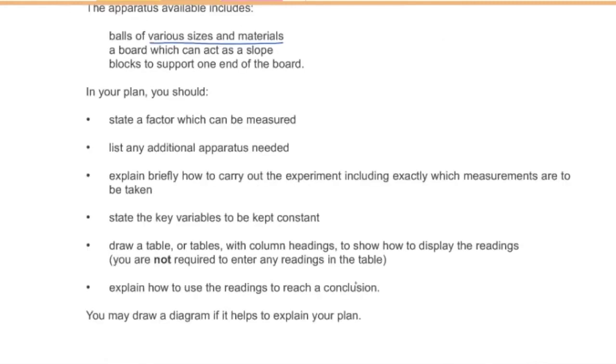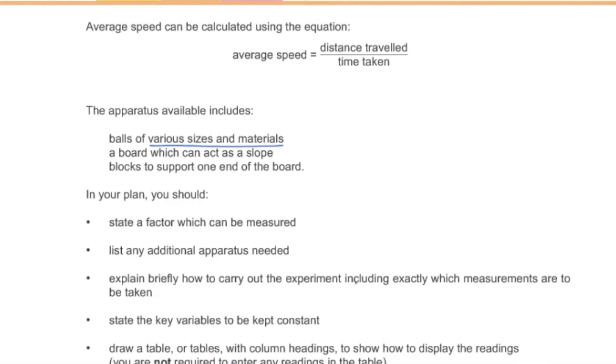So the question targets the factor that affects the average speed of the ball rolling down a slope. Now, what's that factor we have to deduce? Here they are giving us 1 unit of every apparatus except the balls, which are of different sizes and materials. So diameter could be a factor in terms of size. So the factor that we are going to study in this question is going to be the diameter of the balls. Diameter is that one factor that's going to affect the average speed of your ball, which is going to roll down the slope.